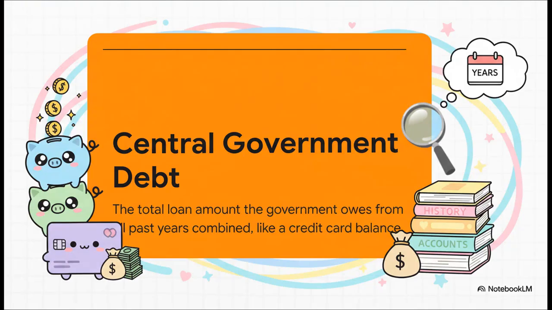And one last really important thing, don't mix up the deficit with the debt. The fiscal deficit is what you borrow this year. The government debt is the grand total of everything you've borrowed over all the years combined. Think of it like your total credit card balance that's been building up for a long, long time.